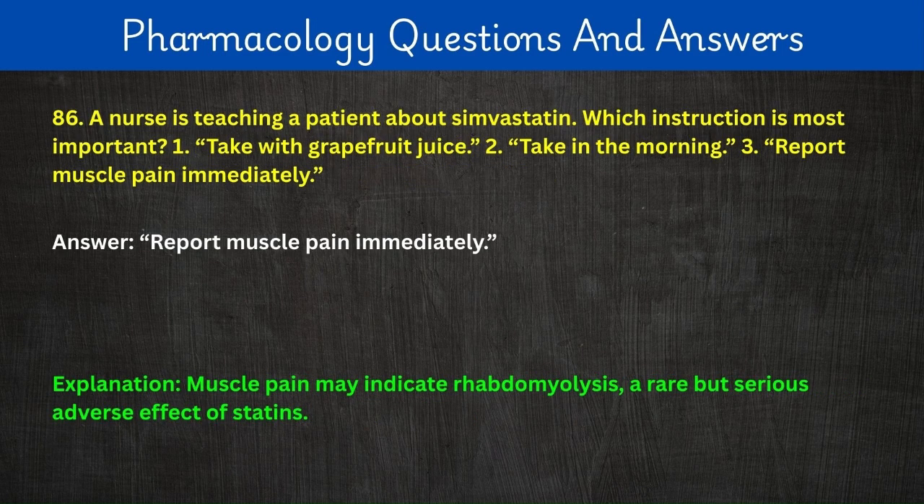86. A nurse is teaching a patient about simvastatin. Which instruction is most important? 1. Take with grapefruit juice. 2. Take in the morning. 3. Report muscle pain immediately. Answer: report muscle pain immediately. Explanation: muscle pain may indicate rhabdomyolysis, a rare but serious adverse effect of statins.